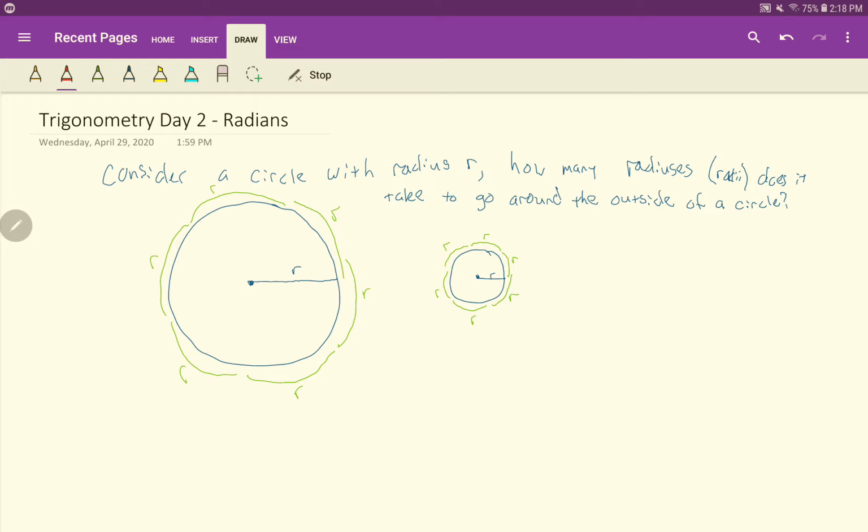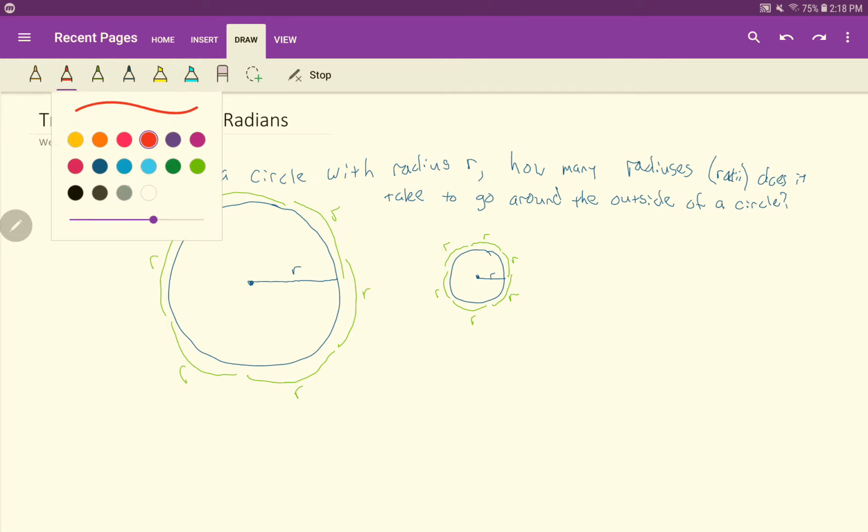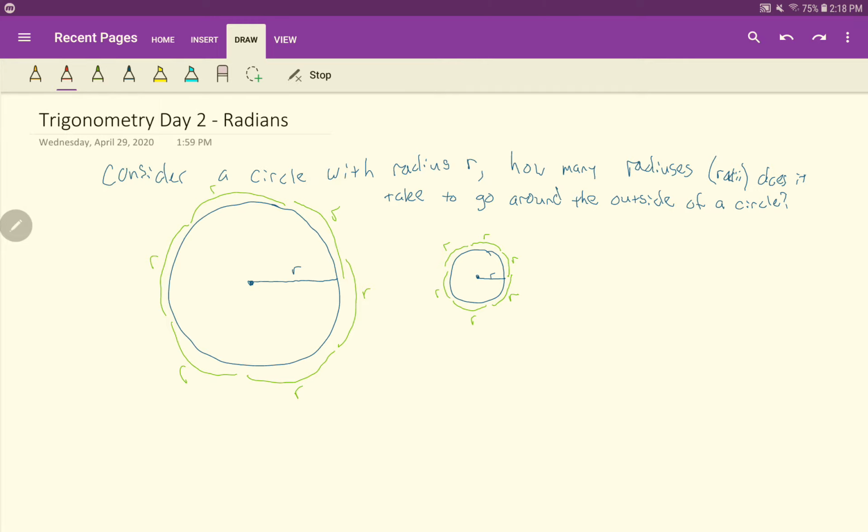So the way I like to introduce radians is I like to have my students consider a circle, okay? And think about that circle that I've got right here, with a radius of r. So there's our radius r. I want to know how many radiuses, which is really, the plural is radii, how many radiuses does it take to get around the outside of a circle?